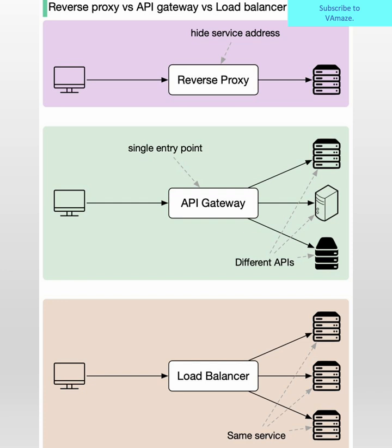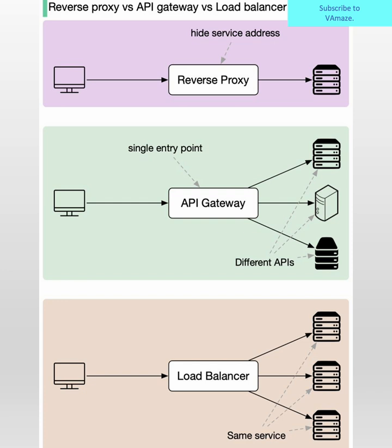Complexity levels. Reverse proxy, simplest implementation, primarily concerned with forwarding and basic optimization. Load Balancer, moderate complexity, focused on distribution algorithms and health monitoring. API Gateway, most complex, incorporating business logic, transformations, and comprehensive API management.